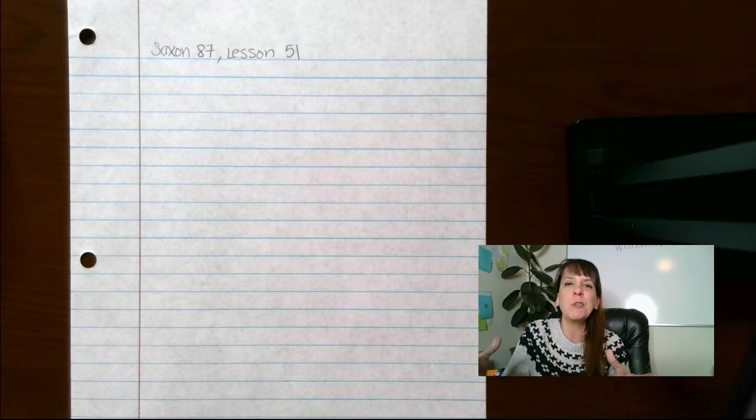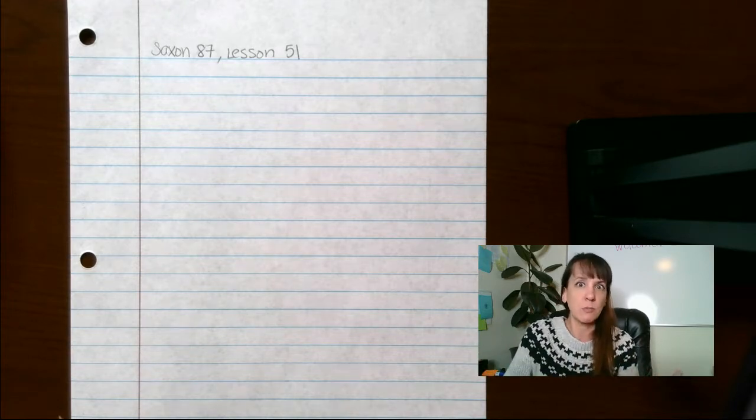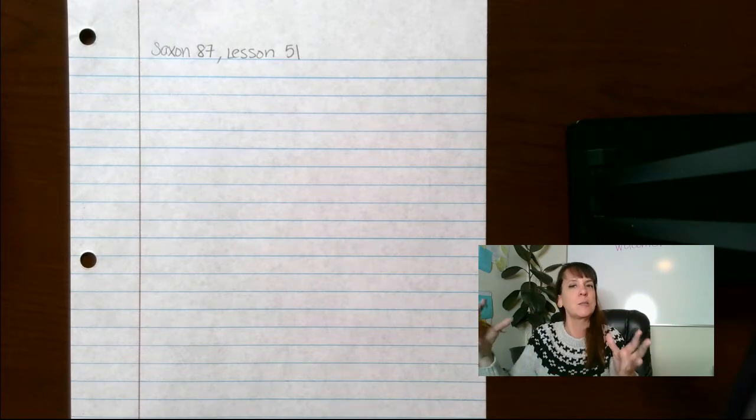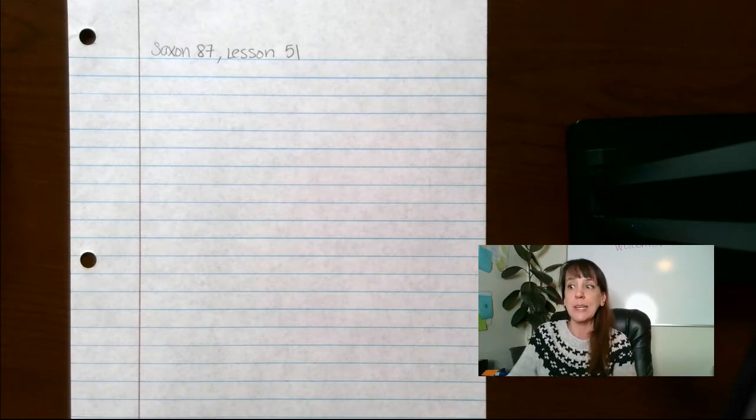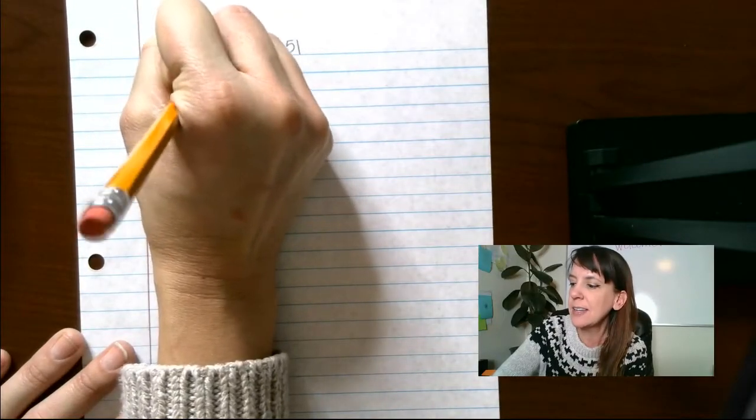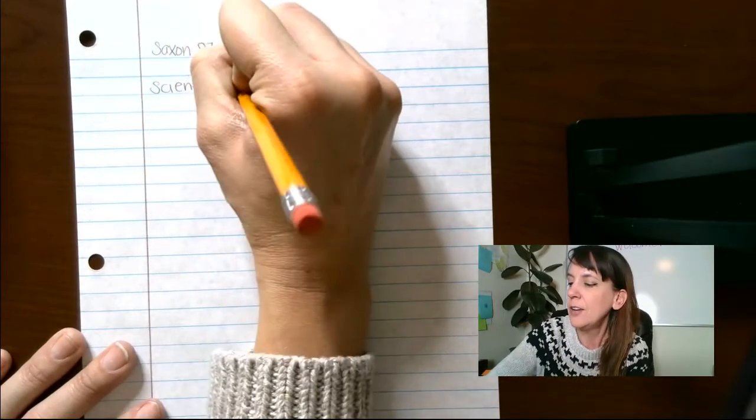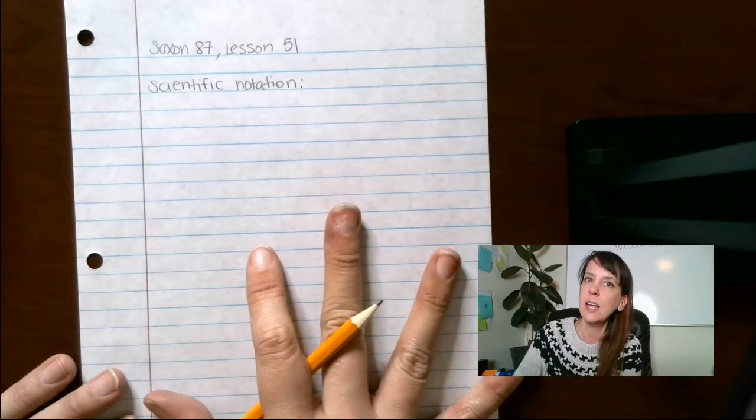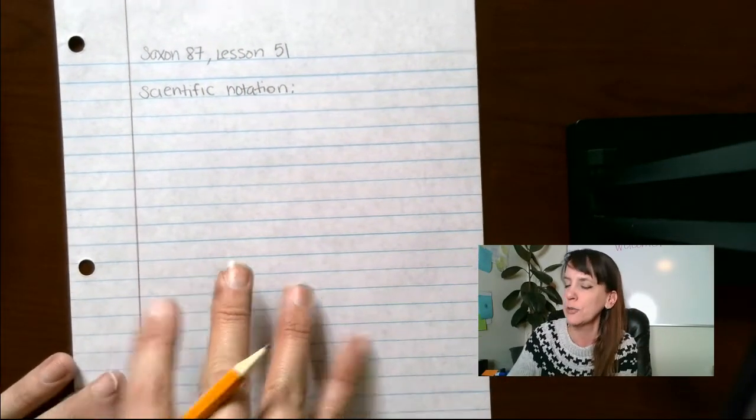If I asked you how much an ant weighs in pounds, it's going to be like 0.00001 pound, or something really small. An easier way of writing that would be in scientific notation. And you'll notice I'm writing this on lined paper because I want you to be taking your notes on lined paper as well.